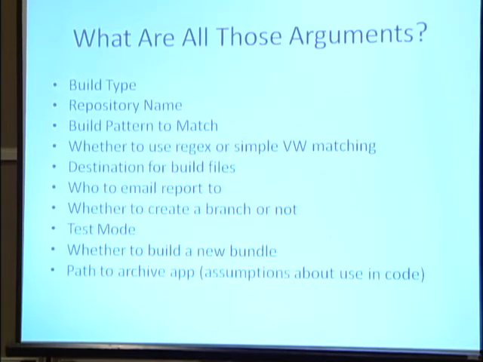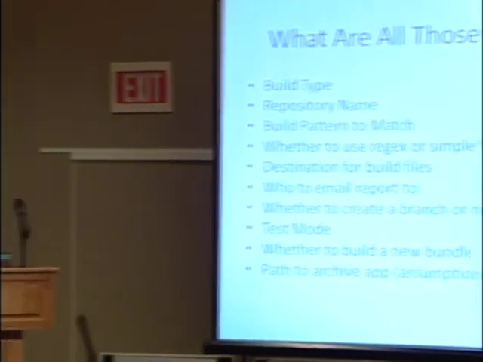And we have a number of things here. I have the build type, so that specifies which branch is being built, the repository I want to start from, and everything else, the build pattern to match. There actually is an option to use regex. I don't use regex very often. As a matter of fact, I'm not really all that up on regex. I can do basic things.